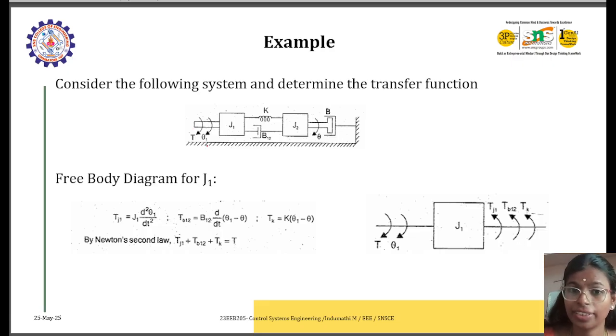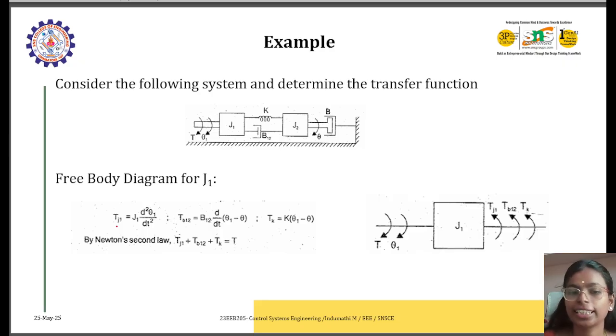What are the components connected to J1? Here we have T, K, B12. T is nothing but the applied torque, and the applied torque will be in this direction. The opposing torques will be in the opposite direction. Keep in mind, they will be in the opposite direction. So these are TJ1, the torque for the spring, and the torque for the dashpot, the opposing torques. We have three components connected: J1, B12 and K. So TJ1, TB12 and TK.